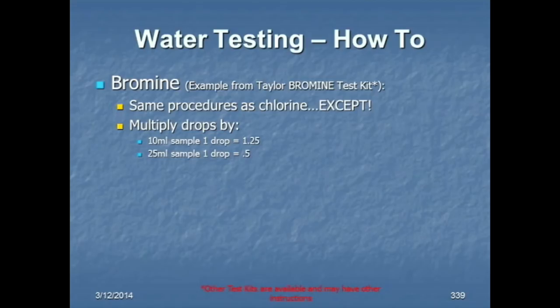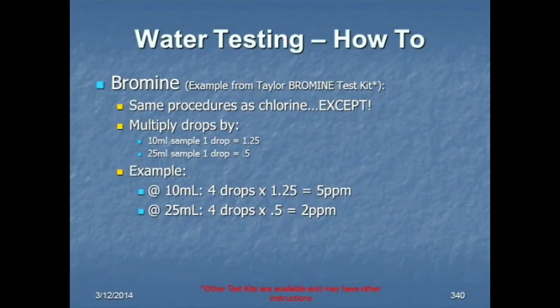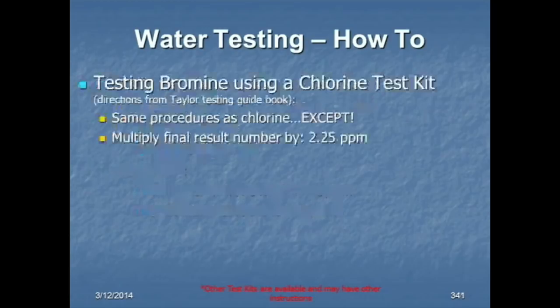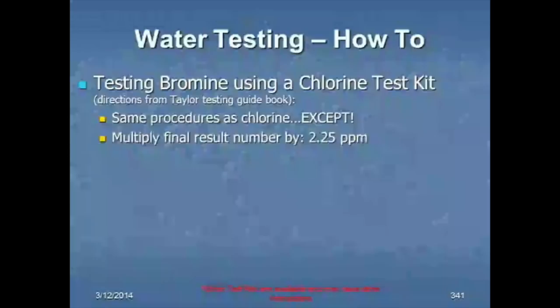An example of this, at a 10 milliliter sample, if you only added 4 drops of your agent times 1.25, you actually have 5 parts per million. 4 drops in a 25 milliliter sample testing your bromine in your bromine pool would mean 2 parts per million bromine. Now, sometimes I will run into situations where people have a bromine type of system, and they actually are using a chlorine test kit.